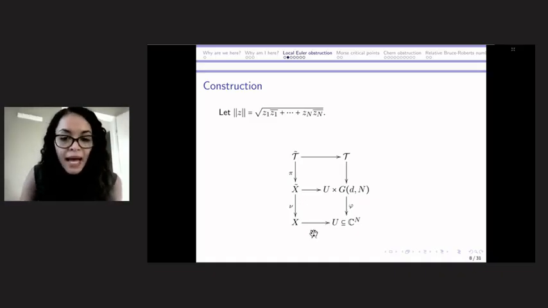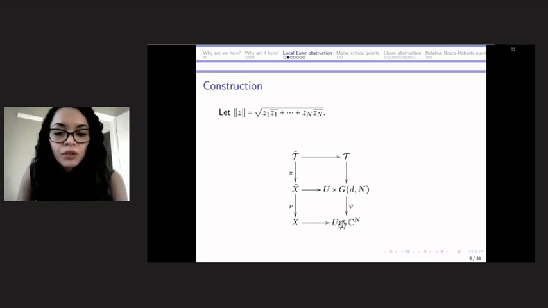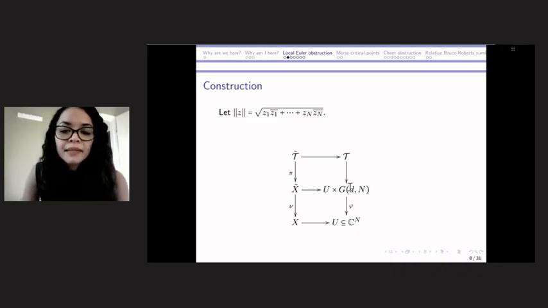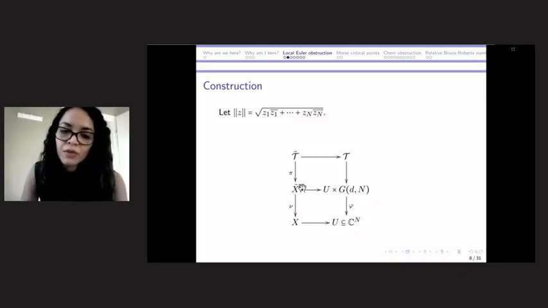We have here X, our variety, in an ambient space U, an open neighborhood of the origin in C^n. All right. And over U, we will consider this Cartesian product of U with the space of d-planes, the subspaces of dimension d in C^n. And what we consider in this Cartesian product is the ambient space of the Nash modification.